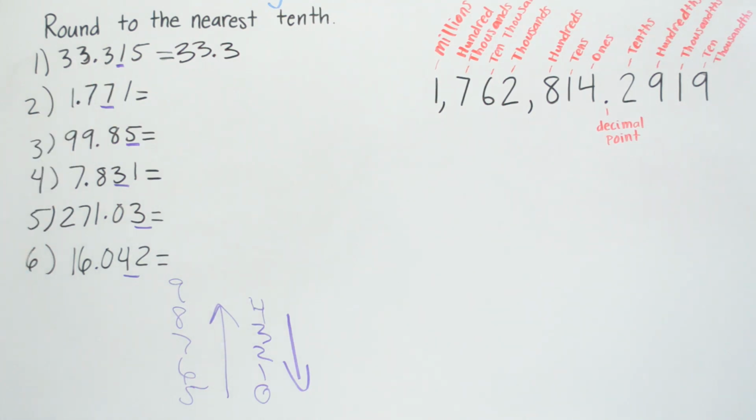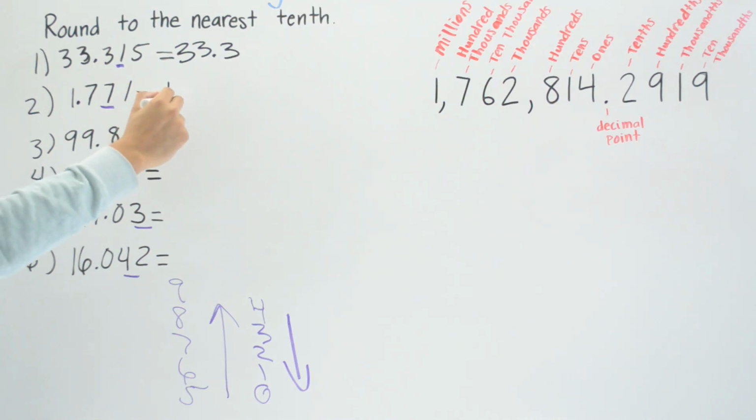So our answer is going to be 33.3. And for the second one, we have 1.771. We're going to look at the 7. And we know that 7, we're rounding up. So our answer is going to be 1.8.